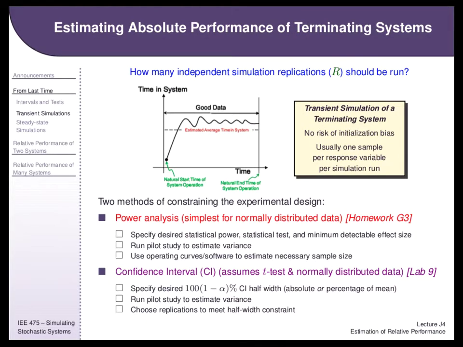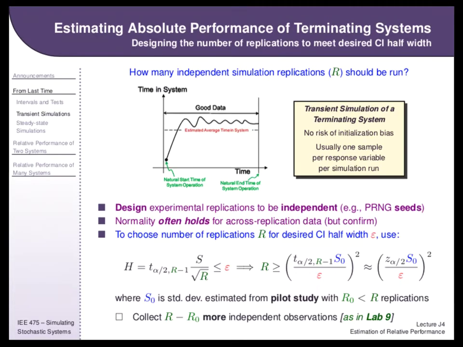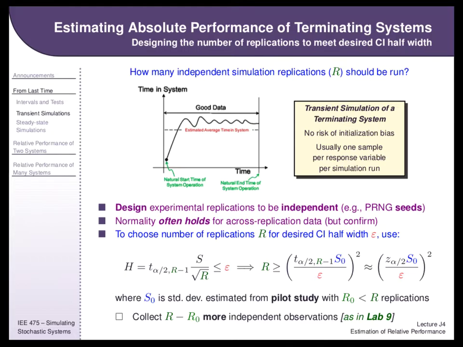But just as a reminder of our context, we've introduced in your simulations two types of simulations, the transient simulations that correspond to modeling terminating systems. And the big question there is how many replications to run. If you use the homework G3 model, you use a power analysis, and that can tell you how many replications to run. Or if it's a little simpler, use the model from Lab 9, which is like what we've been talking about lately, where somebody says, I want my confidence intervals to be this small, and then you can use that to figure out how many replications to run. There's the formula for that as a reminder.